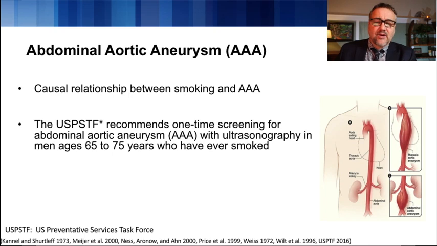AAA, abdominal aortic aneurysm. In the U.S., there's a causal relationship between smoking and AAA. This has to do with endothelial dysfunction. And again, you think about inflammatory cytokines and that the vessel walls are responding to these inflammatory cytokines. One of the things that happens is plaque buildup, but another thing that happens is aneurysm. And here we see that with AAA.